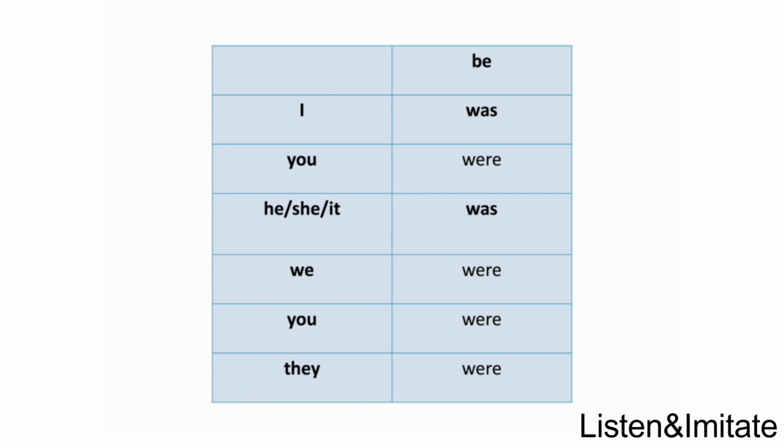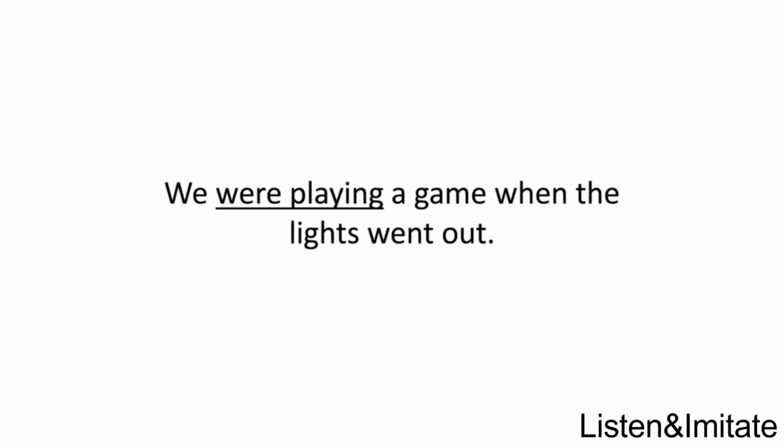A quick reminder on how to conjugate the verb to be. I was, you were, he was, she was, it was, we were, you were, they were. We were playing a game when the lights went out.